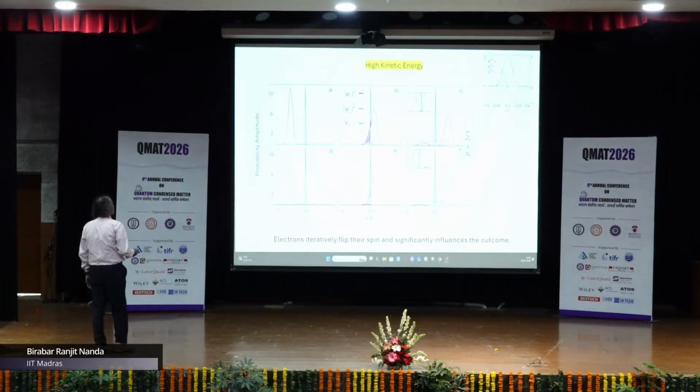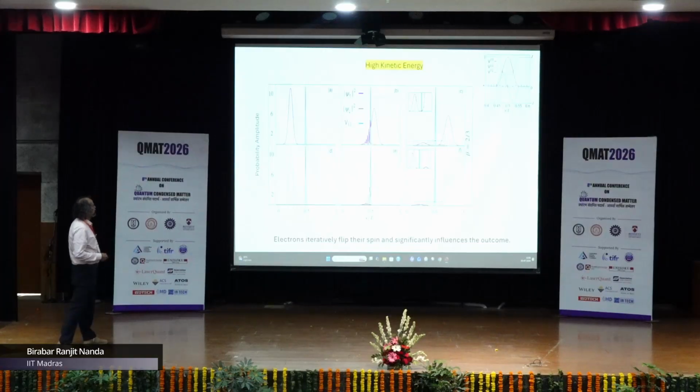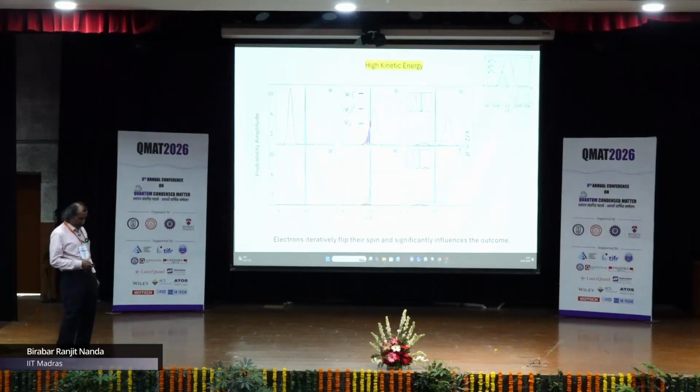So we took three regimes. One is the high kinetic energy. In the high kinetic energy regime, as expected, a large chunk of the spin-up electron moved further. Or if you have sent a spin-down electron, a large chunk of the spin-down electron moved forward. But irrespective of the strength of the kinetic energy, you always see spin flipping. You always see a finite opposite spin current. And you always see a secondary spin-flipped scattered wave. So electrons iteratively flip their spin and significantly influence the outcome.